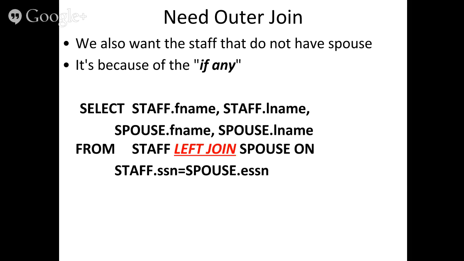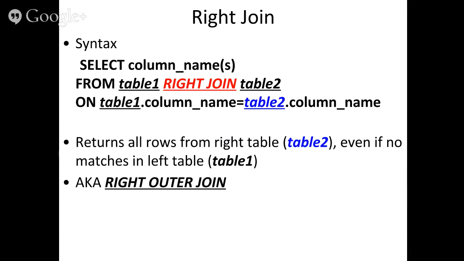And all the fields from the spouse, just make them null, right? If they don't match. Right join is just the same thing, right? It's only relative to where they are, the position of the table, whether it's to my right or to my left.